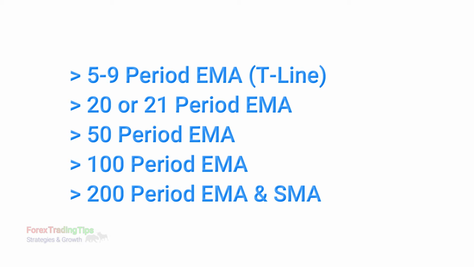Just to recap first, guys, this is what we've got. All EMAs on the chart, the 5 to 9, whichever you want to choose. I use the 7 as the T line, the 20, the 50, the 100 and the 200 period moving averages. All EMAs, exponential moving averages. With the 200 I also have the simple moving average on my chart.